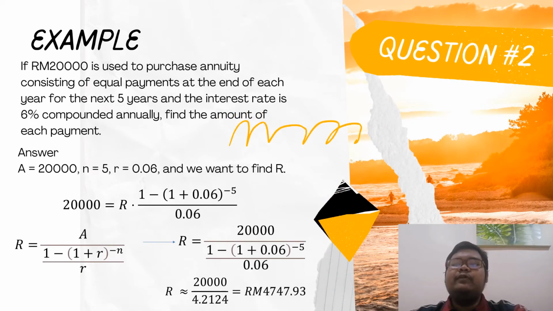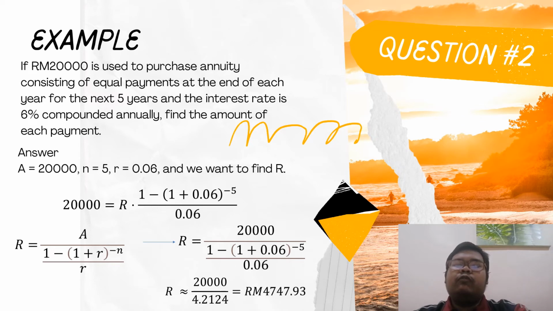Next, example question 2. If 20,000 ringgit is used to purchase an annuity consisting of equal payments at the end of each year for the next 5 years, and the interest rate is 6% compounded annually, find the amount of each payment. The answer: A equals 20,000, n equals 5, which is 5 years, r equals 0.06, and we want to find R. R is the payment per period.